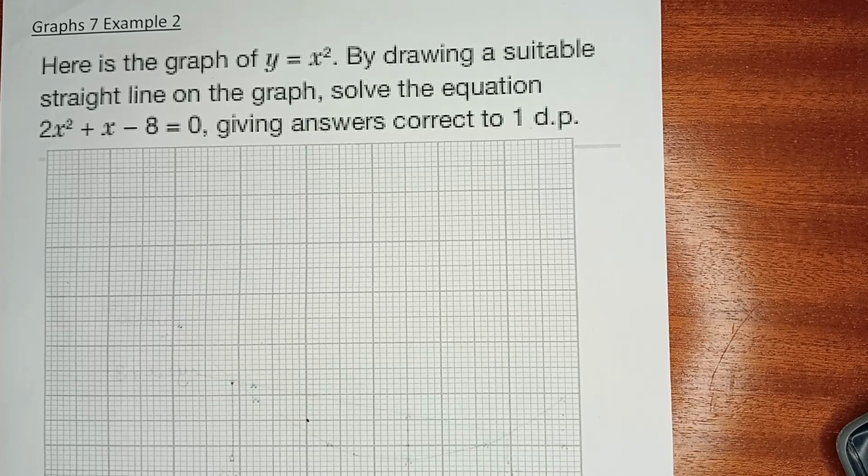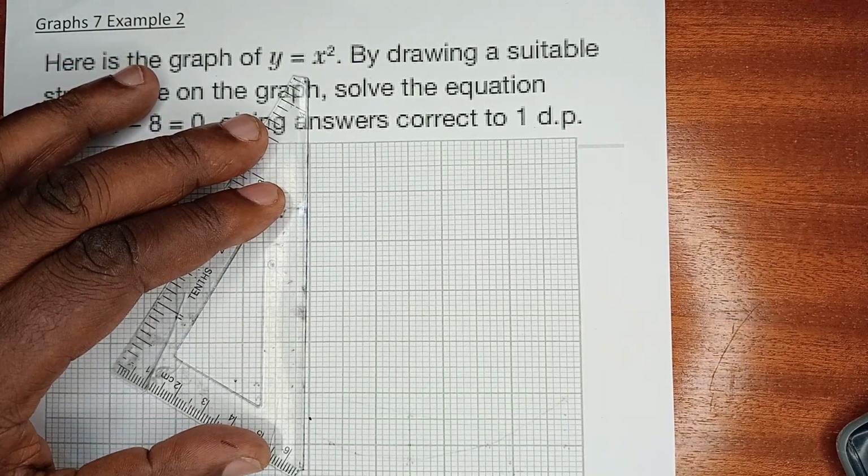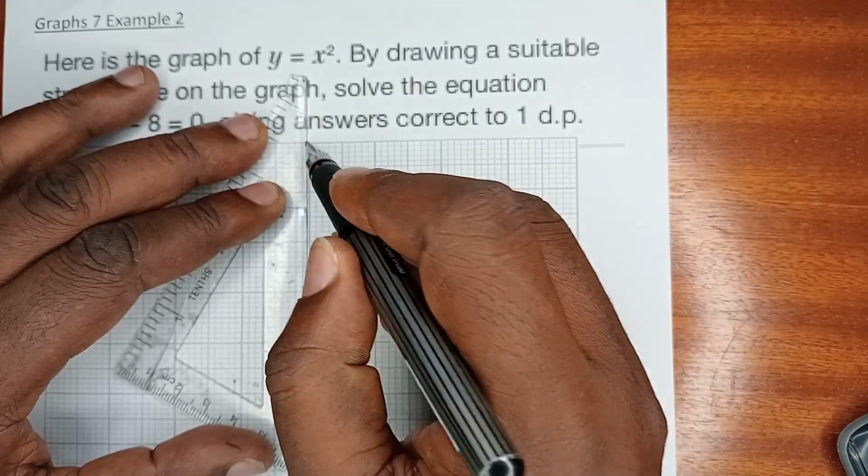So here is the graph of y is equals to x squared. By drawing a suitable straight line on the graph, solve the equation 2x squared plus x minus 8 is equals to 0, giving your answers correct to 1 decimal place. Actually, the graph of y is equals to x squared is not drawn. It ought to have been drawn, but we are the ones that are coming up with it. Let us first of all come up with a graph of y is equals to x squared.